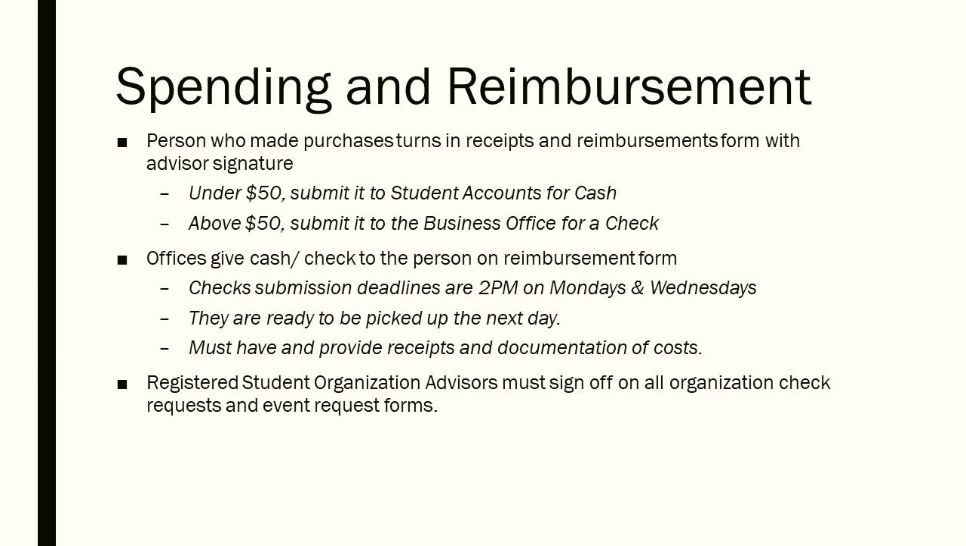Spending and reimbursement. When you go to spend your funds and then need to be reimbursed, if it's under $50, you can submit that to student accounts for cash. If it's above $50, you can submit that to the business office and they will cut you a check. The business office cuts checks twice a week, Mondays and Wednesdays, 2 p.m. is the deadline, and then they would be ready for pickup the following days.